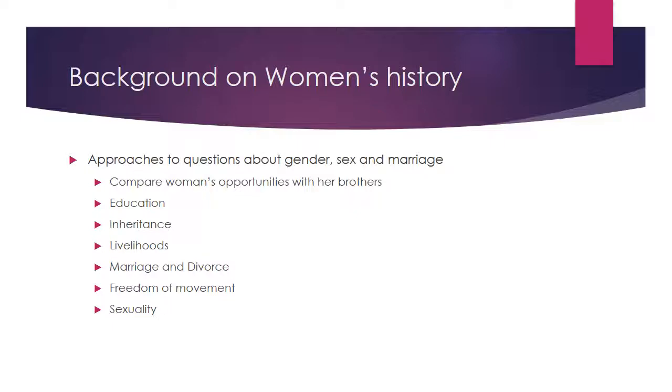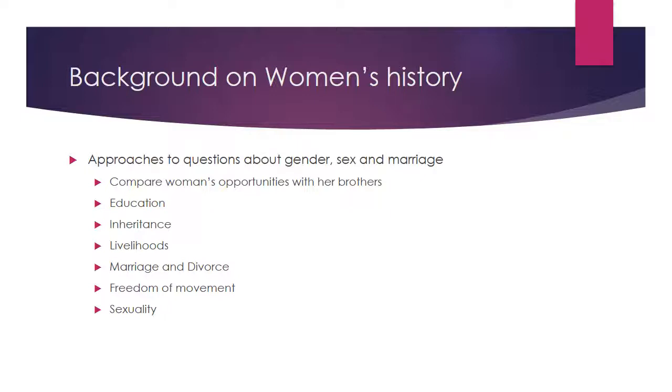To give you a little background of what we're doing in class in general, I've also assigned an introductory textbook chapter. And in that chapter, you'll notice that the author discusses questions about gender, sex, and marriage that we're going to want to think about throughout the class. In a way, this is a class where we want to think about women's opportunities as compared to those of their brothers, wives of their husbands, mothers and fathers, things like that.